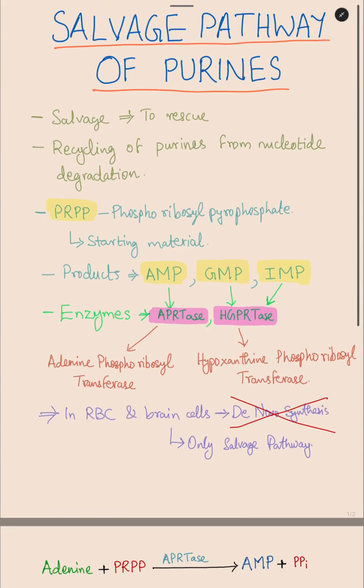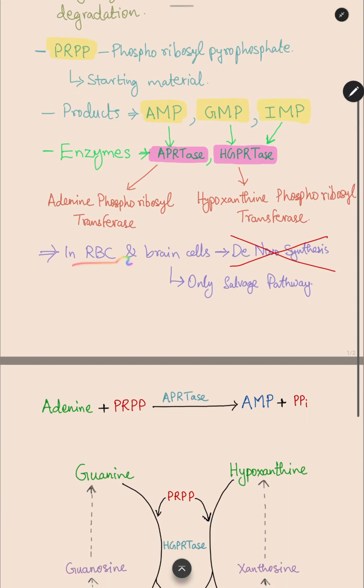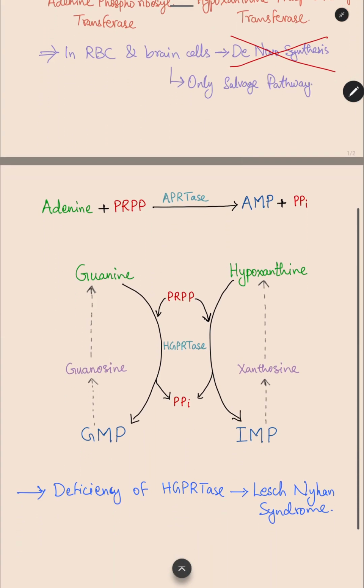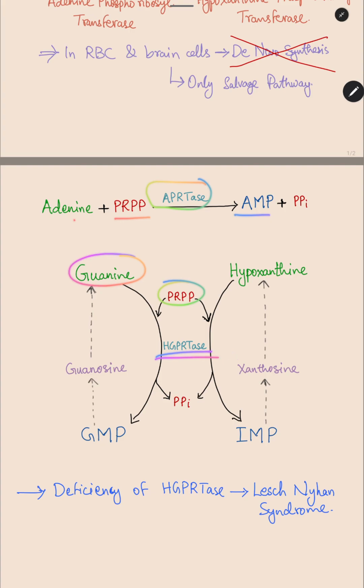Now to summarize, it is the recycling of purines from nucleotide degradation. PRPP is the starting material. Products formed are AMP, GMP and IMP. The enzymes responsible are APRTase and HGPRTase. And in RBCs and brain cells, the salvage pathway is the only source for purines. These are the reactions: adenine plus PRPP in the presence of APRTase gives AMP. Guanine plus PRPP in the presence of HGPRTase gives GMP. And hypoxanthine plus PRPP in the presence of HGPRTase also gives IMP.